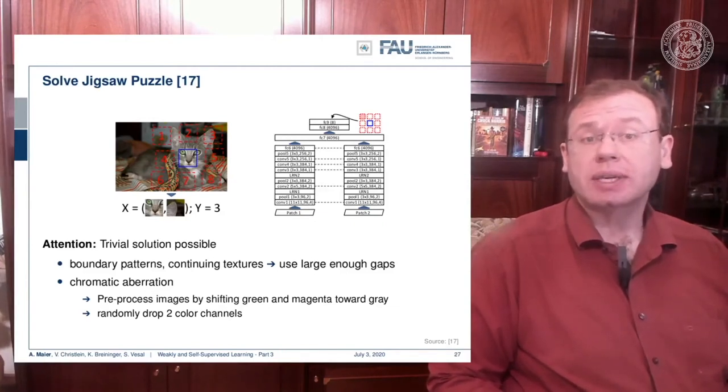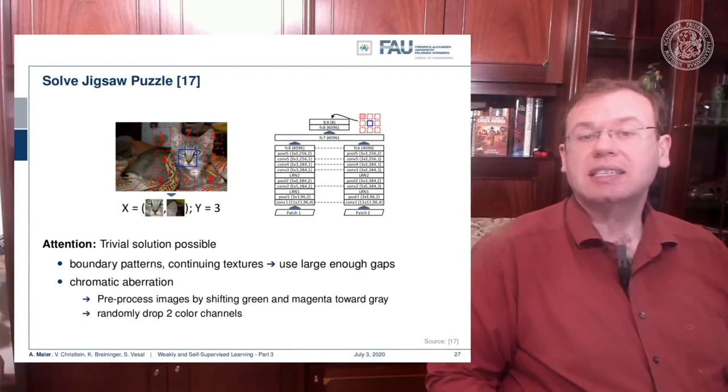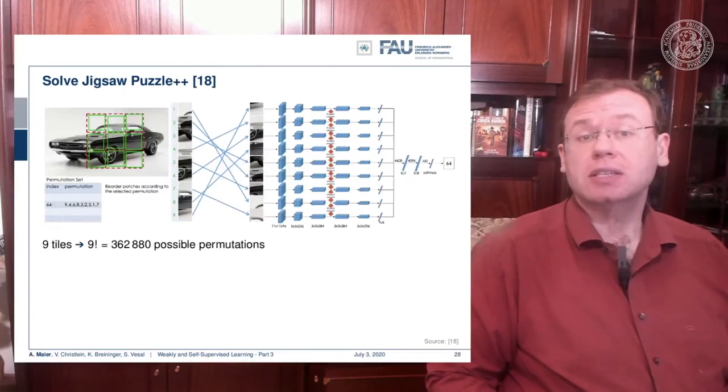Note that this is a bit tricky because there is a trivial solution possible, and this happens if you have boundary patterns that are continuing. So if you have continuing textures, then it may occur that the actual patch can very easily be detected in the next patch because the texture is continued. So you should use large enough gaps in order to get around this problem. Also, color may be tricky, so you can use chromatic aberration and pre-process the images by shifting green and magenta toward gray, or you randomly drop 2 of the color channels in order to avoid that you're only learning about color.